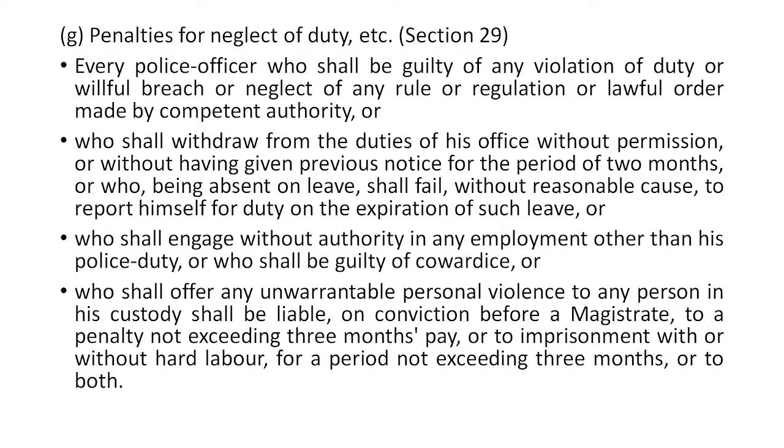What are the circumstances where that particular person is going to get the punishment? First, if a police officer willfully breaches his duty or neglects any rule, regulation, or order given by the court. Second, absconding from his duty. That means without any permission, he took leave and went.